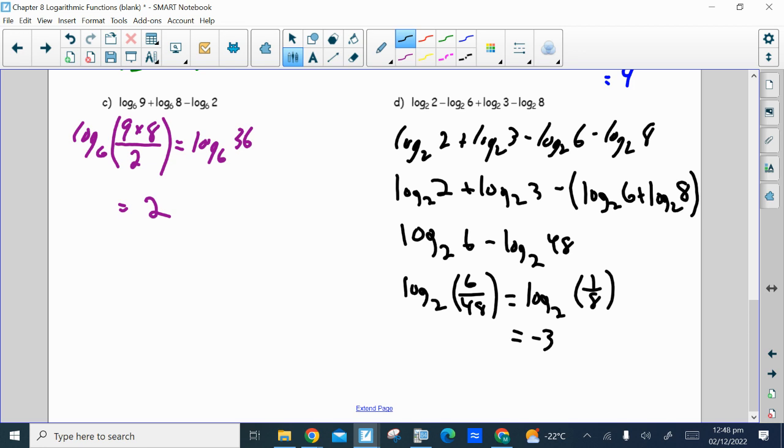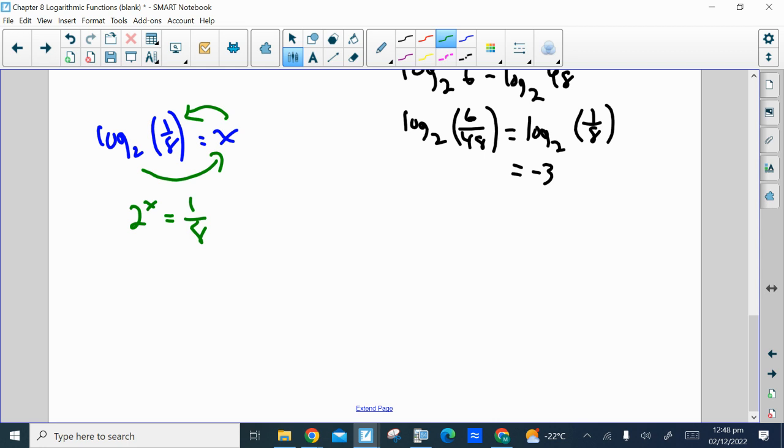Now remember, when we evaluated these before we introduced our calculator, if you wanted to evaluate log base 2 of 1/8 without grabbing the calculator, if you didn't have one at your disposal, let it equal x. Then turn it into exponential by starting with the base and cycling through. So 2 to the x equals 1 over 8. Or 2 to the x equals 1 over 2 cubed, because 8 is 2 cubed.